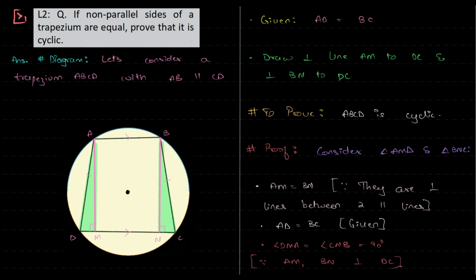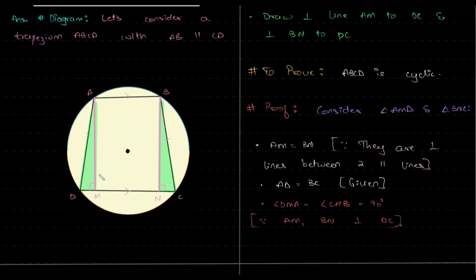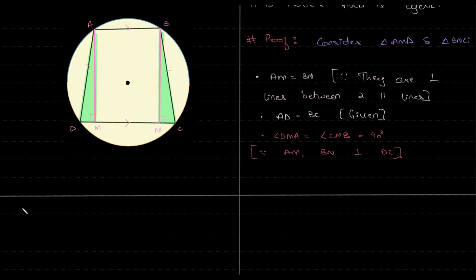Okay, agree? And now with RHS congruency, we have triangle AMD, which is going to be congruent to triangle BNC. Agree? So what is the whole idea of this?